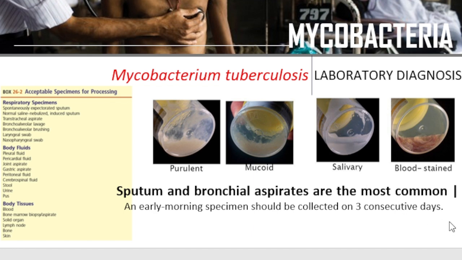Okay? So it is important that the patient is given instructions to acquire a good quality specimen, not just saliva as much as possible. We reject salivary specimens in the laboratory.